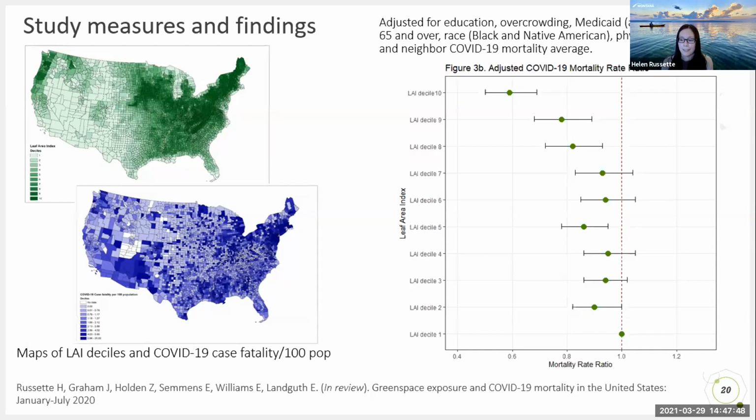And so our novel analysis of green space exposure and COVID-19 mortality in the US has demonstrated that increased green space exposure is associated with reduced risk of COVID-19 mortality, particularly in the top 3 LAI deciles compared to LAI decile 1. And these results are currently in review in an academic journal.